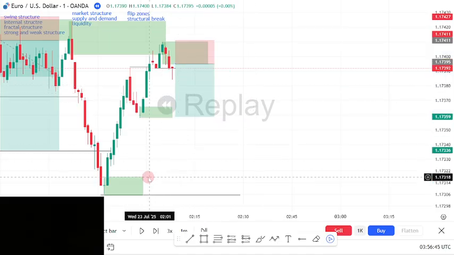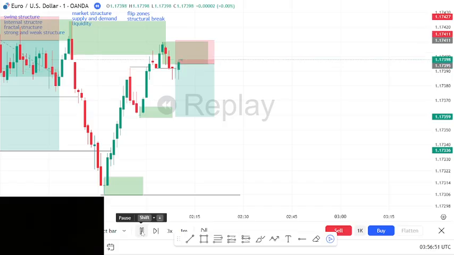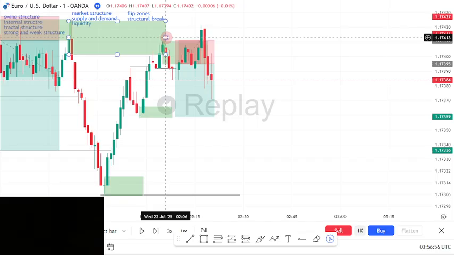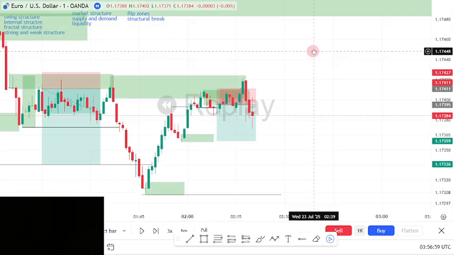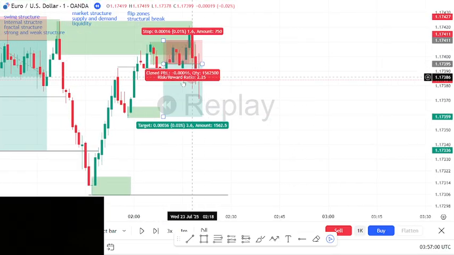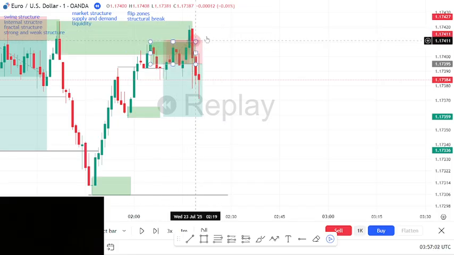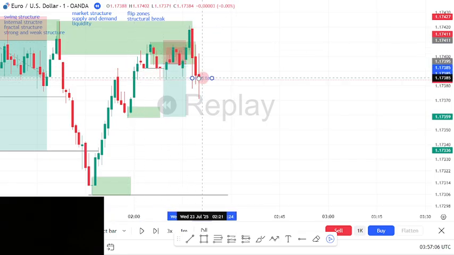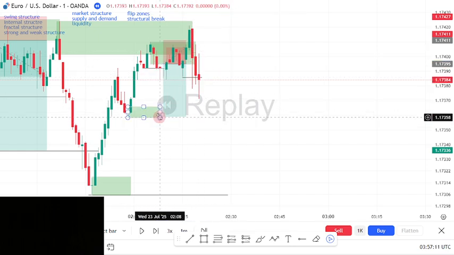Now I still have to keep in mind that price is still bullish, and that bullish move can kick in anytime. But this demand range is still holding. My supply range is still holding. So now let's look at this. We've broken this. Here's a break of structure.